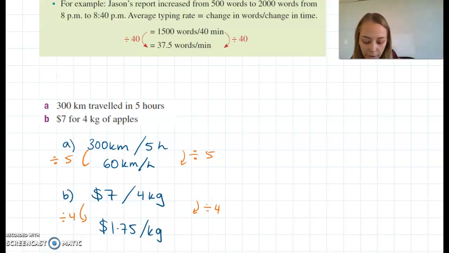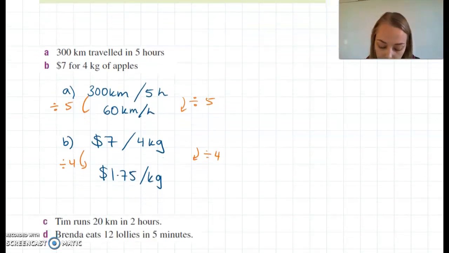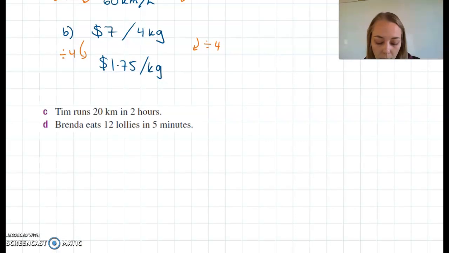All right, so that's simplifying rates when we divide both sides of the rate to make the second part of the rate 1. And rates, just a quick reminder again, is when we have a comparison between two quantities, but those quantities are in different units. Okay, there are 2 more examples there that you could have a look at.